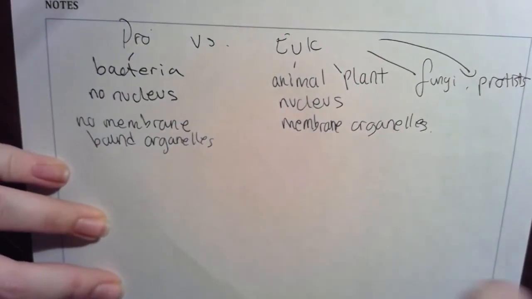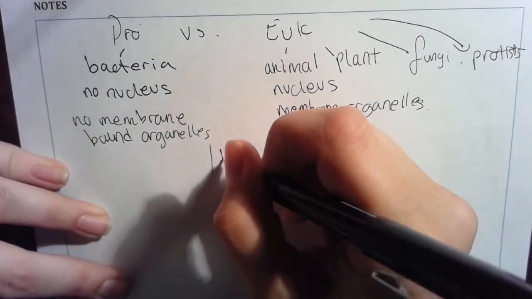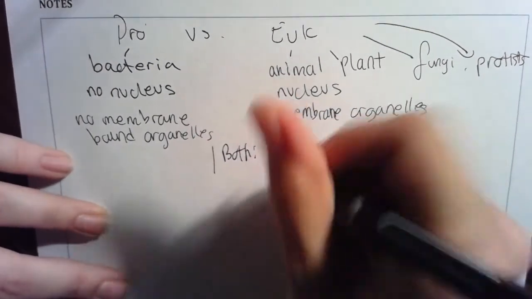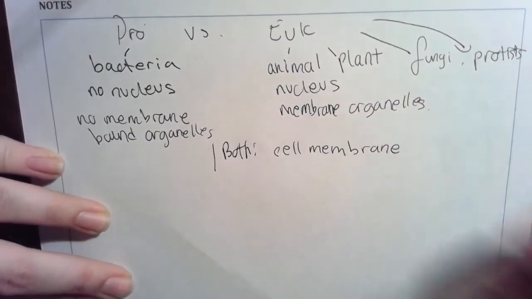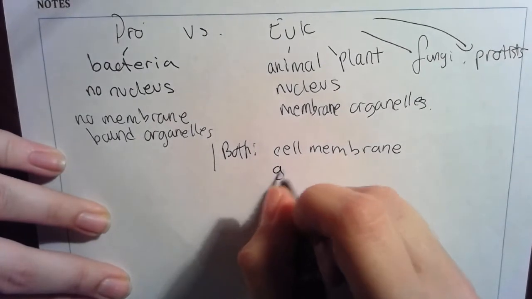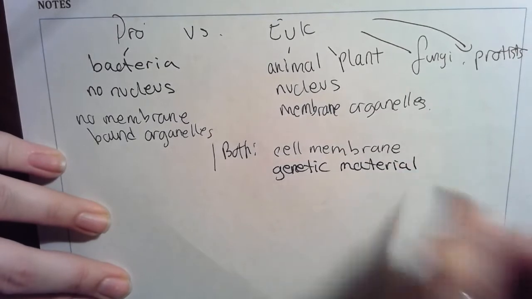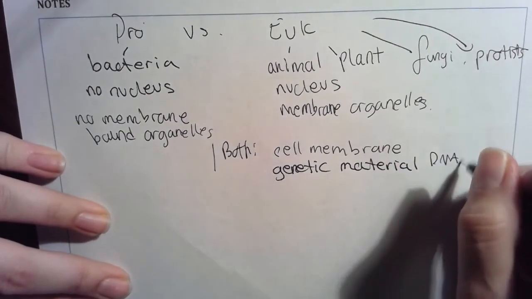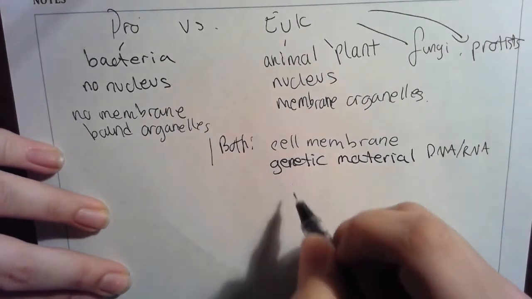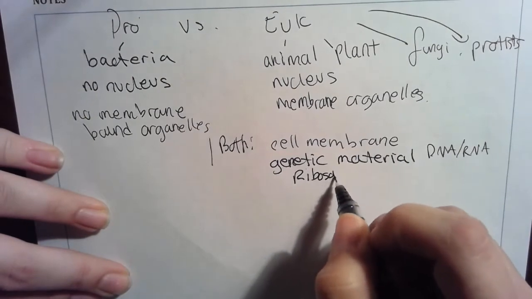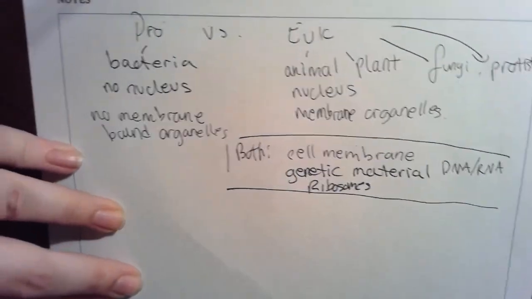However, both, so I'm going to write in this box, both have a cell membrane. If they're both cells, they all have a cell membrane, and they have genetic material, like DNA or RNA. And they have ribosomes. So I'm going to box this. This is something that both of them have. Alright, so that was prokaryote versus eukaryote.